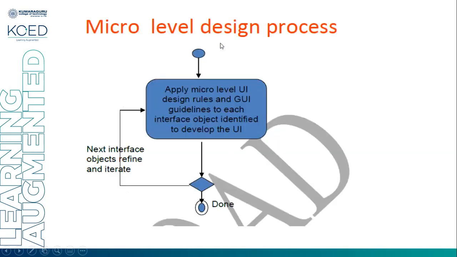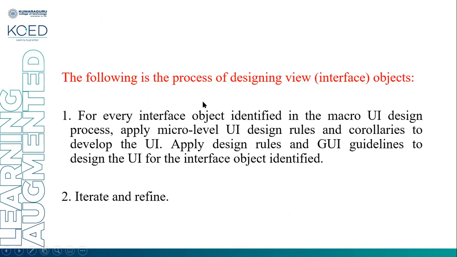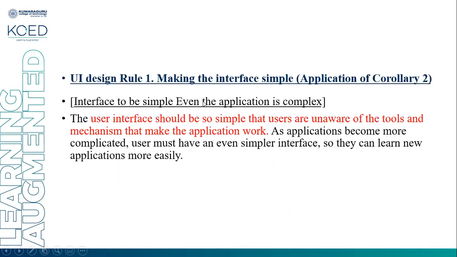So this is shown in the diagram. Apply the micro level UI design rules and GUI guidelines to each interface object identified to develop the UI. And next interface object, refine and iterate. All the objects come under this process, then the process will end. So all the objects identified in the macro level design process will go through the micro level design rules, which apply corollaries and design rules to fine tune the objects. This is an iterative process.